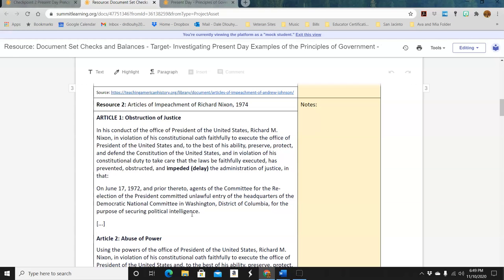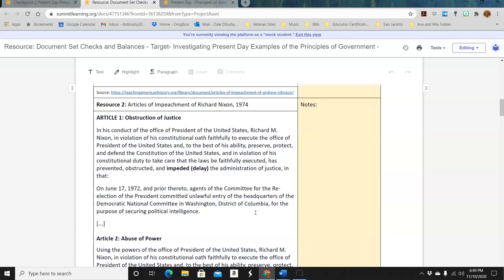Probably the most famous impeachment was the impeachment of Richard Nixon. Richard Nixon was president near the end of the Vietnam War. And in the last year of the war, in 1972, he was up for re-election. If you take a look at the charges here, it says agents of the Committee for the Re-election of the President committed unlawful entry at the headquarters of the Democratic National Committee in Washington, D.C. for the purposes of securing political intelligence.